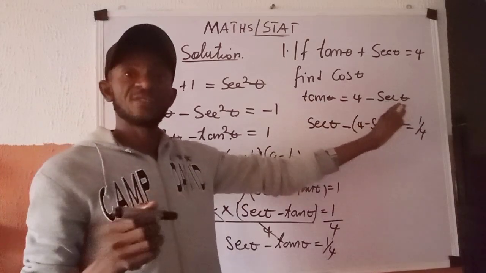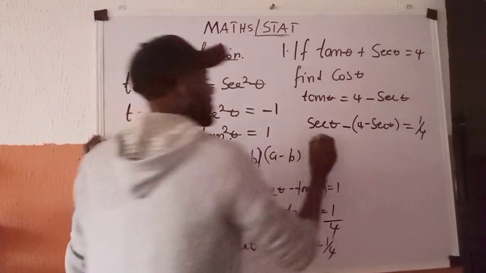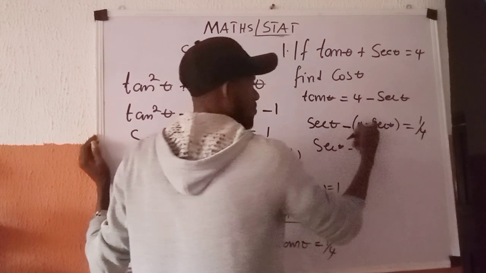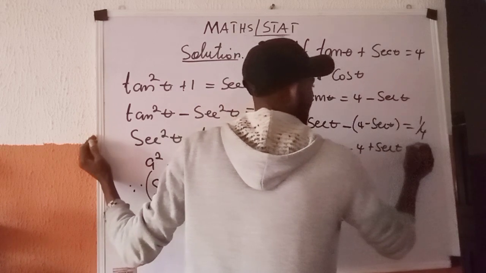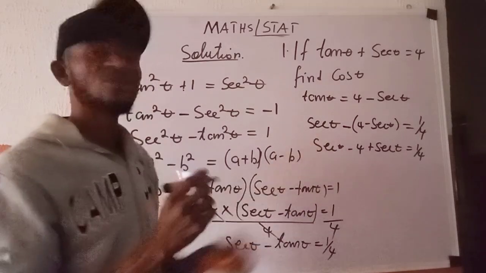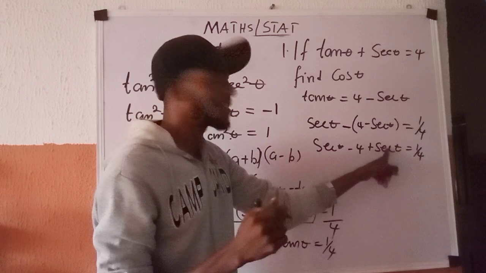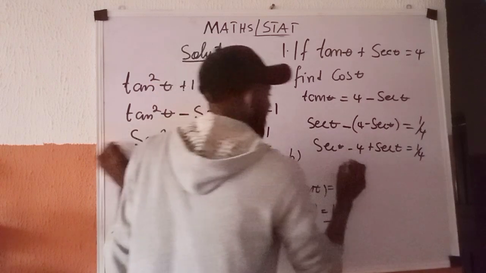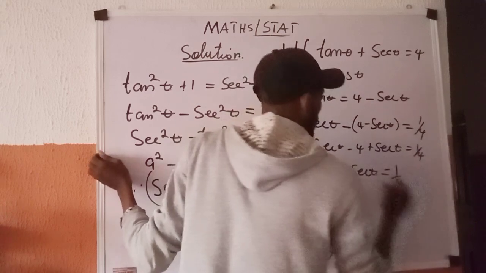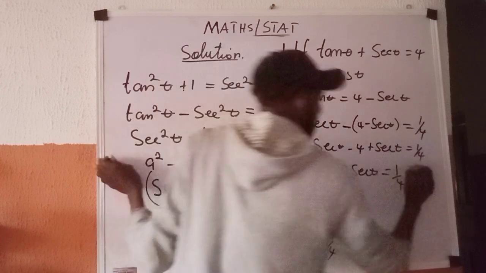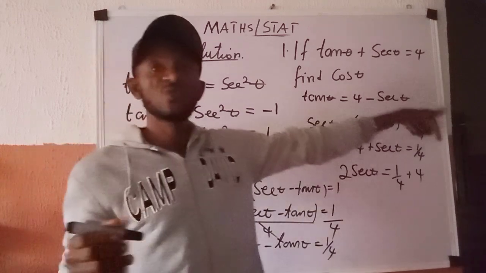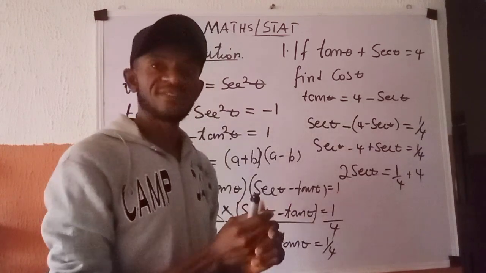I want to open the bracket by letting this minus come into this bracket. So what I have here becomes sec theta minus 4 plus sec theta, because minus multiplied by minus is plus, and this is given as 1 over 4. Then I will now return back here. Sec theta plus sec theta is 2 sec theta. So I have that 2 sec theta is given as 1 over 4. When this 4 goes over there, I'll be able to have plus 4, because this 4 is carrying negative. When it goes across the equality sign, it changes to positive.